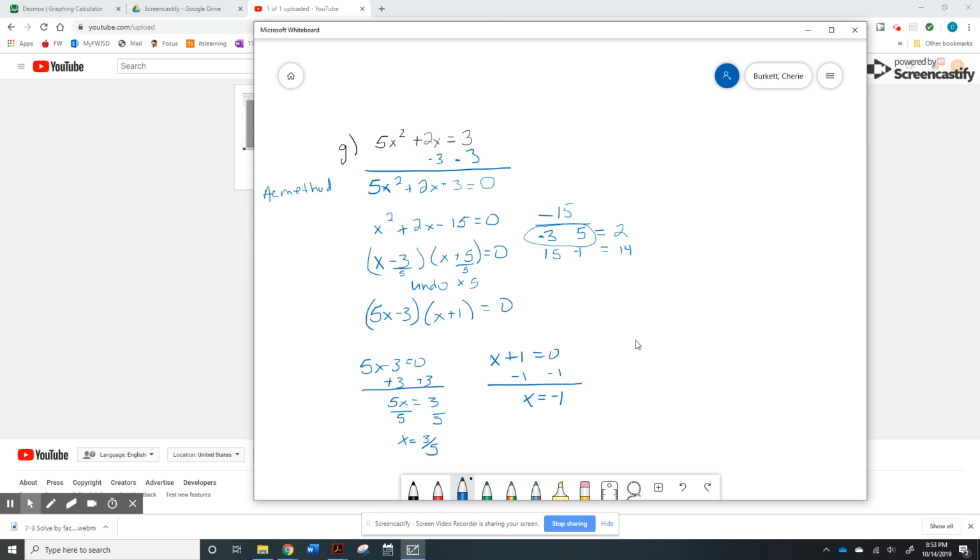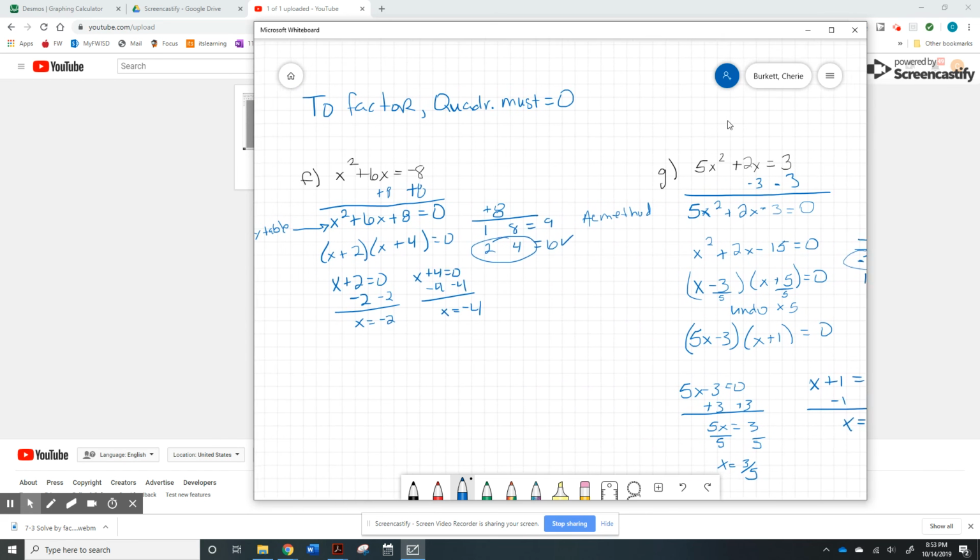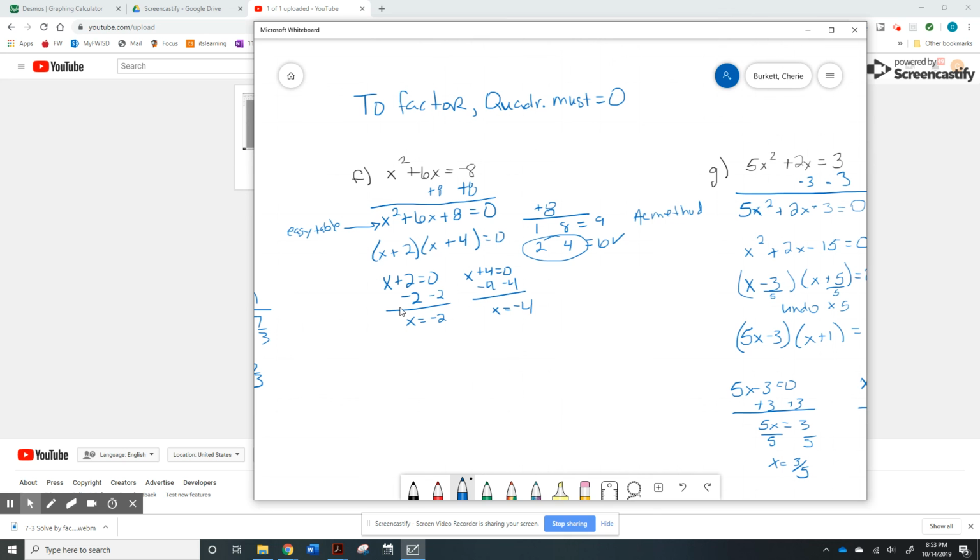And I believe that's all the time for this one. I'm getting close to the time, so I'm going to go ahead and stop. And then I think I'm going to show you this one right here on the calculator, on the Desmos.